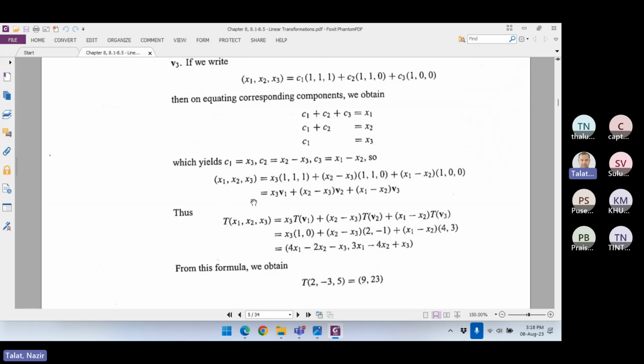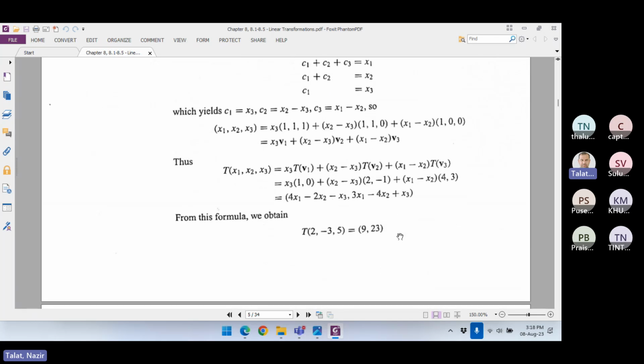It means this linear transformation will be in the general form. Now we can find any value by using this formula. For example, if we want to compute it at 1 0 0, we just put 1 0 0 over here and get the value. And if we want to compute it at 2, minus 3 and 5, just plug the values in place of x1, x2, and x3, and we will get the value 923.